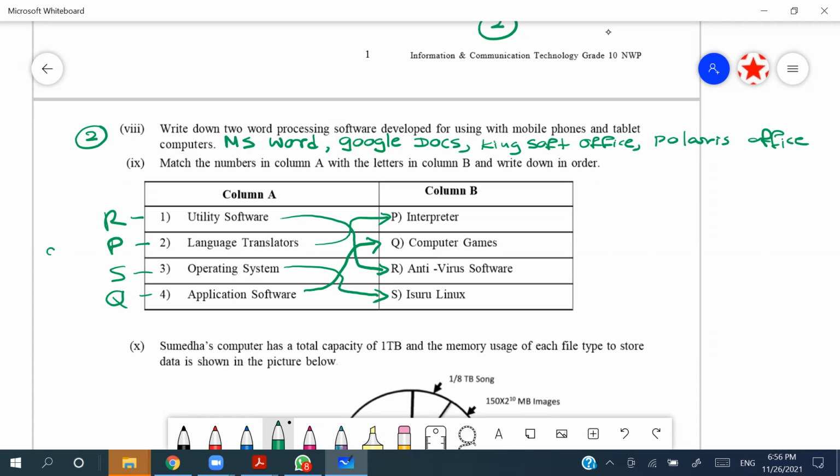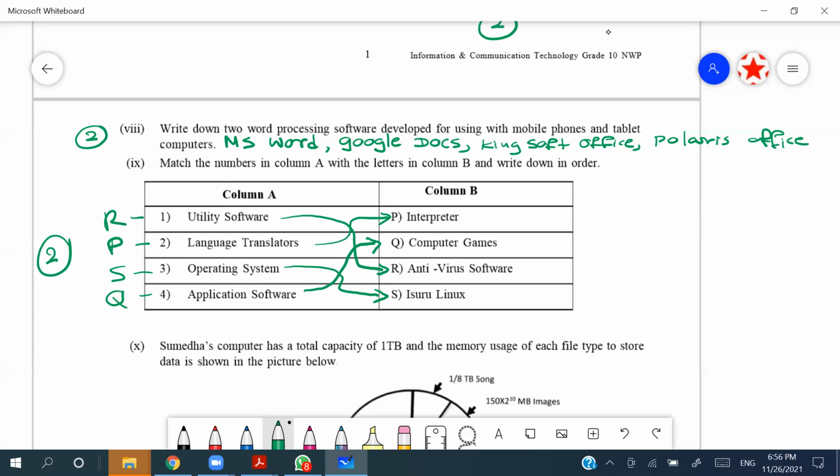If you got all 4 correct, 2 marks are given. If you are incorrect with any one of these, reduce 0.5 marks for that. Right? So 0.5 for each incorrect choice.